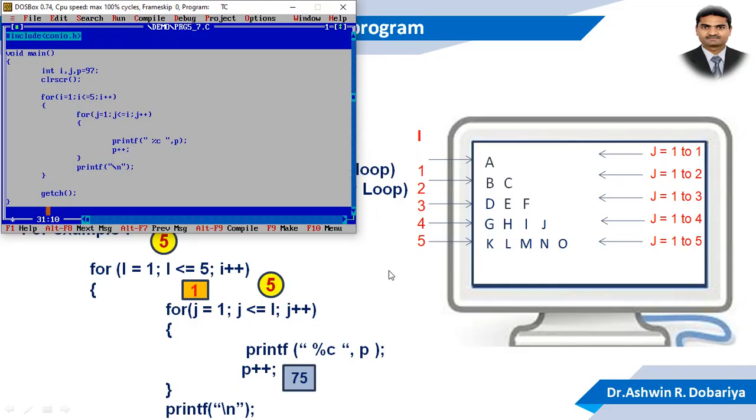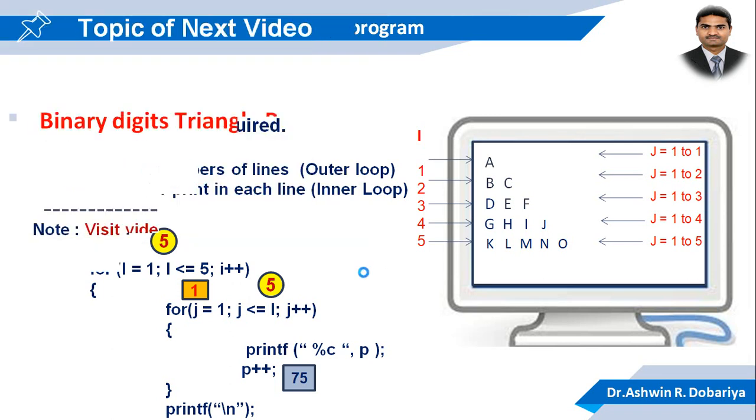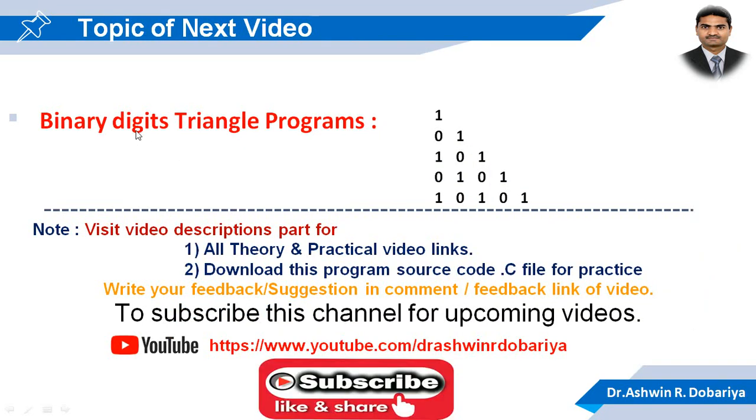So I hope friends you understood the logic of this triangle and enjoyed the video. In the next video we'll discuss the binary digits triangle like 1 0 1 1 0 1 1 1.